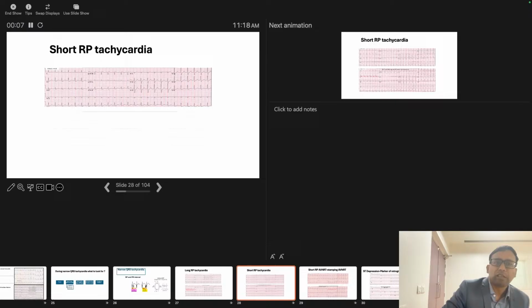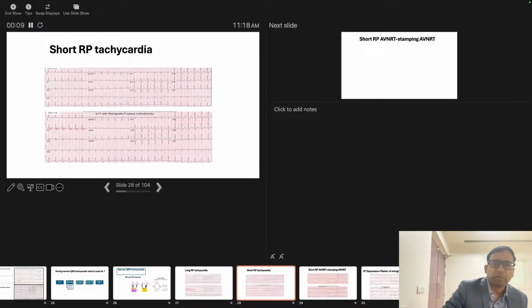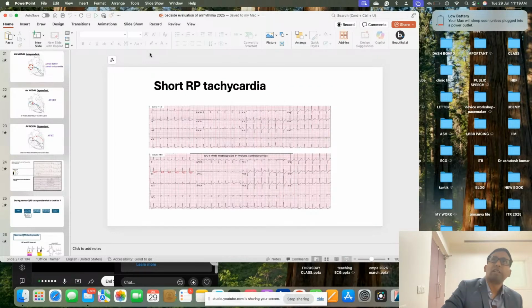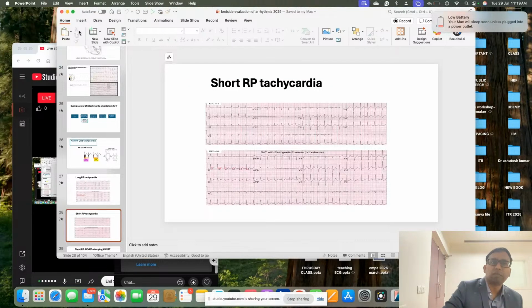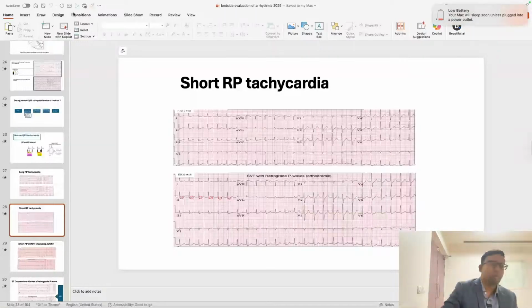In short RP, the P wave is just after the QRS. Sometimes you may not be able to see it also. You may not be able to identify the P wave because you see positive P waves all the time before the QRS. But sometimes when you are not getting it, you can see in the first ECG here. Let me make it broader. Short RP, long RP, what I was using.